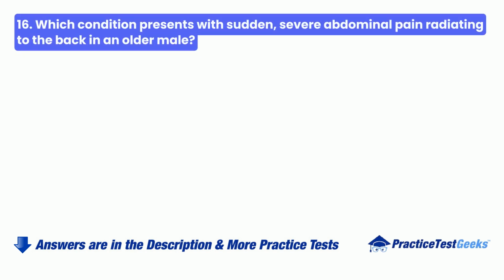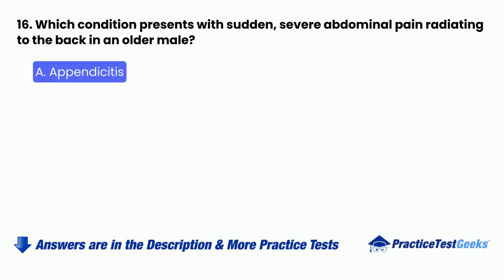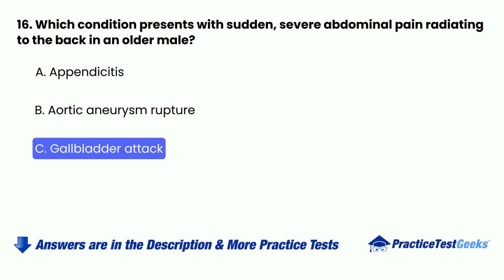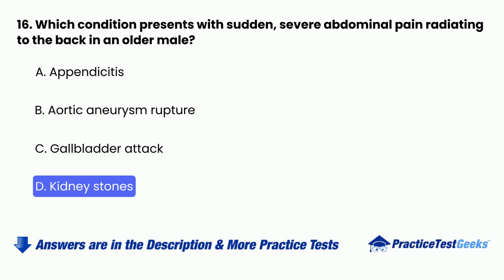16. Which condition presents with sudden, severe abdominal pain radiating to the back in an older male? A. Appendicitis. B. Aortic aneurysm rupture. C. Gallbladder attack. D. Kidney stones.